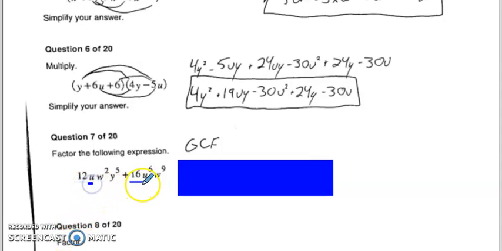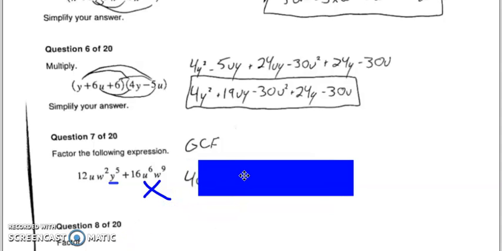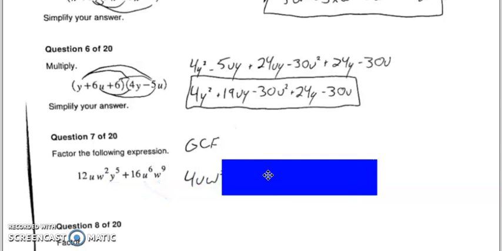Can I safely take a U out of both terms? If so, how many can I safely take away? What about W's? Can I take a W out of each term? If so, how many? Well, I can take away 2, right? Because this one's got 2 to give up. This one's got 9, so it can spare to lose 2. I can't take any Y's out because this one doesn't have any Y's over here, so that would be off limits. So my GCF would be a 4. I can take out a U, and then I can take out a W squared. That would be my GCF.